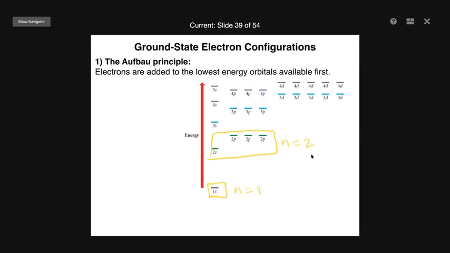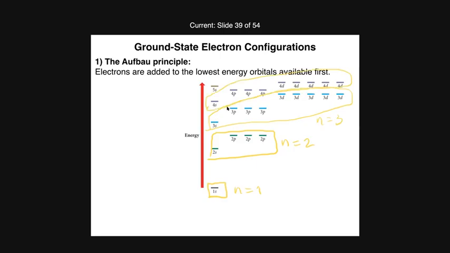Same thing for 3d as well, right? This is going to represent n equal to 3. So that means all of these 3 subshells right here would reside in the principal quantum number equal to 3. That's what it means here. So if you look at these, you will see that these are the splits that I mentioned earlier.